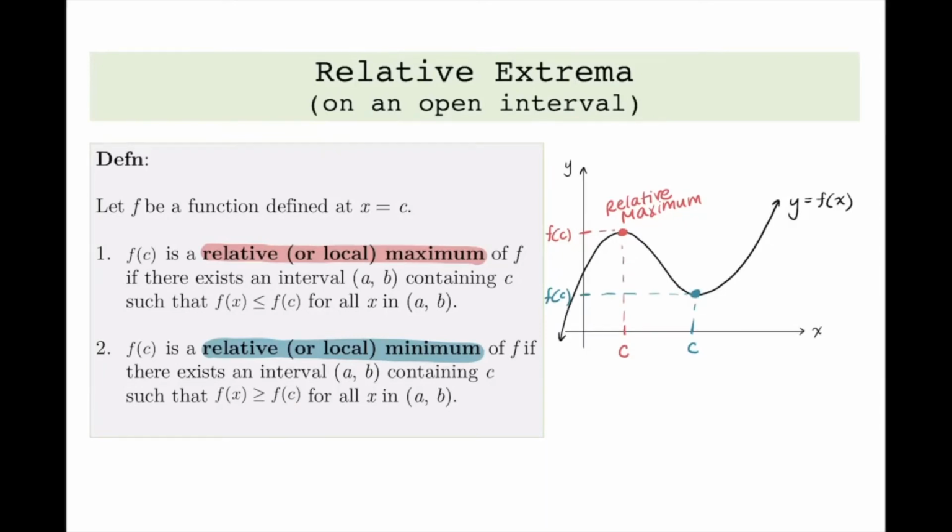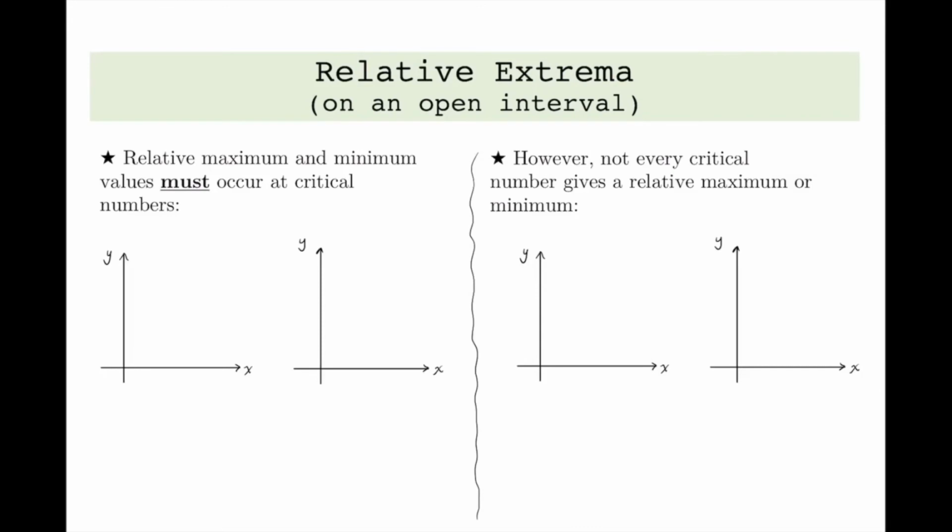So now let's shift to talking about how to locate these values, how to find these maximum and minimum values using calculus, not by graphing the function and estimating by using a graph. One of really two important pieces that we have to understand when we are trying to locate maximum and minimum values is that they must occur at critical numbers. Relative maximum and minimum values must 100% of the time occur at a critical number.